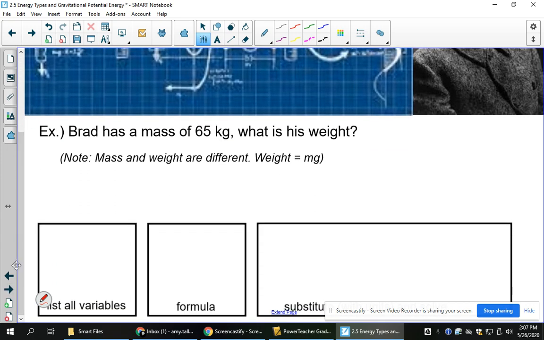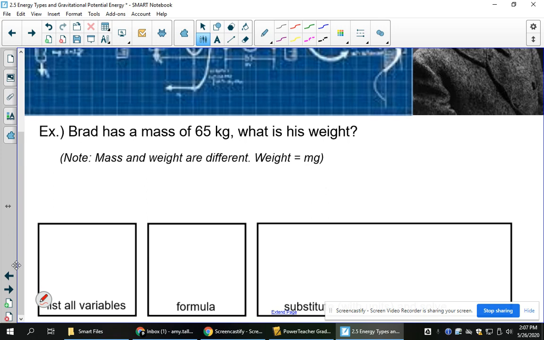Okay, first example. It actually has nothing to do with potential energy, but it's a concept that we get wrong in daily language. So in English, we say this wrong, and in science, it means something different. Brad has a mass of 65 kilograms. What is his weight? Actually, we say this in everyday language wrong, because we would say that's his weight, right? When you go to get your driver's license and they ask you what your weight is, you tell them your answer in pounds and then they usually change it to kilograms. You haven't actually told them your weight, you've told them your mass.